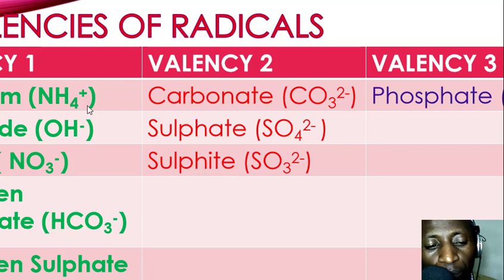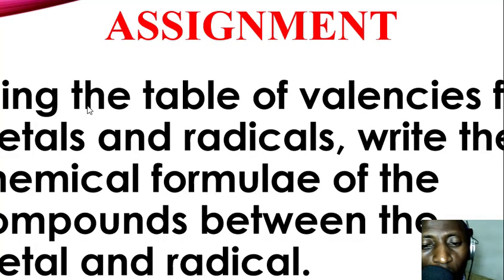I would like us to do an assignment together. In this assignment, using the table of valencies for metals and radicals, we write down the chemical formula of the compounds which are formed between the particular metal given and the radical.